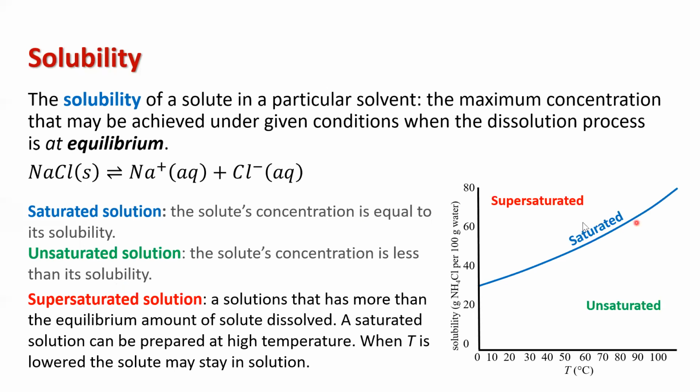If we look at a graphical representation of this, we have the solubility along the y-axis, and the solubility is just the grams of solute for every 100 grams of water. And we have the temperature along the x-axis. This line here is our saturation point. This is the maximum amount of solute that can dissolve at various temperatures. If we have less than this amount, we have an unsaturated solution. And if we have more than that amount, we have a supersaturated solution.